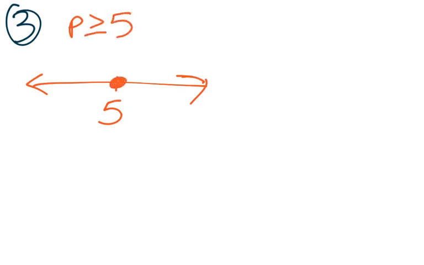We have a closed circle at 5. All right, now I'm going to pick 2 numbers, one that's bigger than 5, let's say 10, and one that's smaller than 5. I'm going to choose 1. These are my 2 numbers. One of them should make this solution set true. So I'm going to check them.